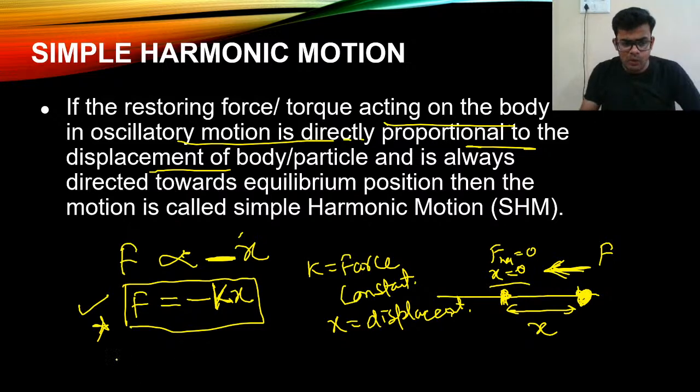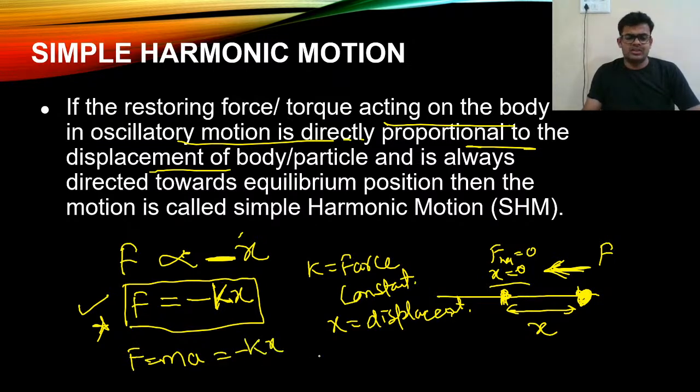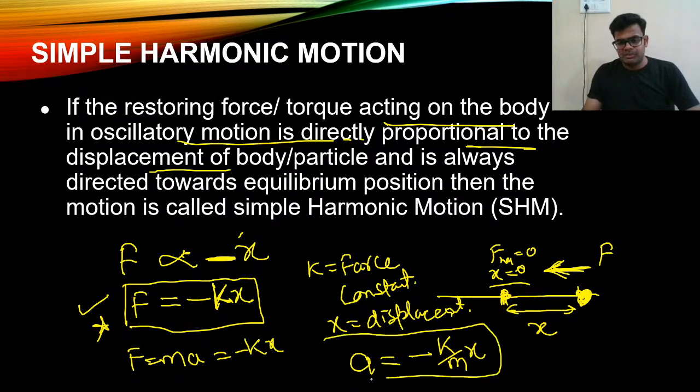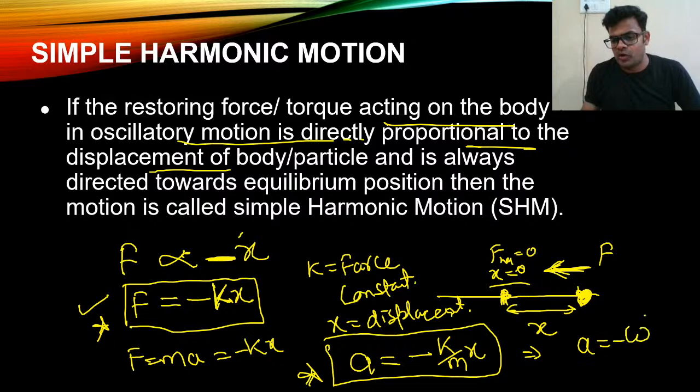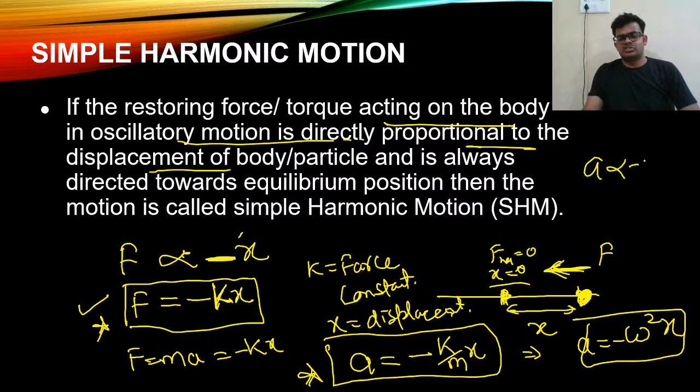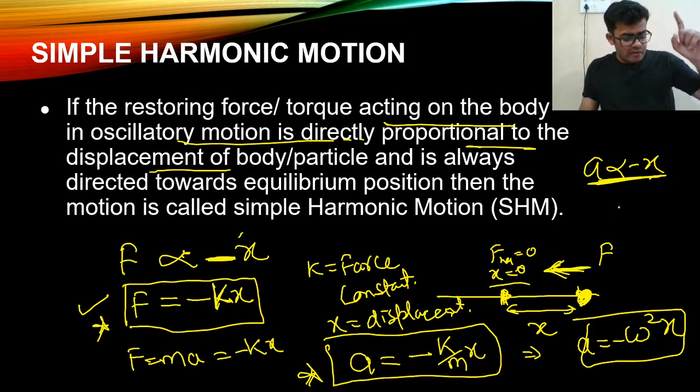Now we can modify it. How? You can write F is equal to minus kx, and F is equal to ma, so ma will be equal to minus kx. So here you will get a is equal to minus of k by m into x. This is another important formula. It can be written as a is equal to minus of omega square x. That's all. So this is the final formula. Whenever you get acceleration proportional to minus x, this is the essential condition for SHM. Whenever you get such a relation, you understand that it is SHM.